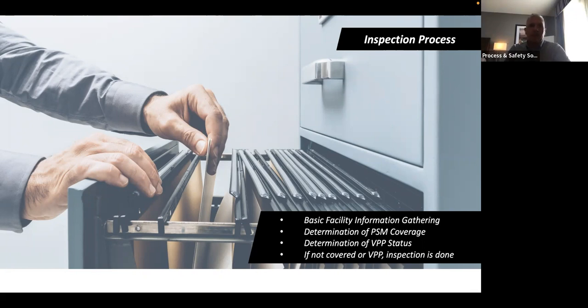Also, they may be a VPP site, or Voluntary Protection Program facility. If it's a VPP site, then OSHA does not do chemical NEP inspections on those facilities. If they're not covered by VPP, then the inspection is done.